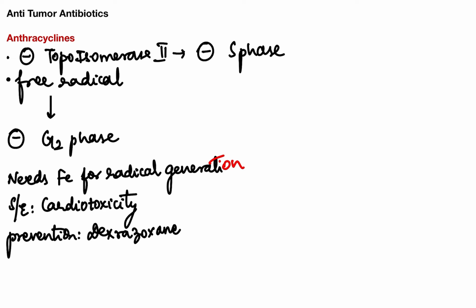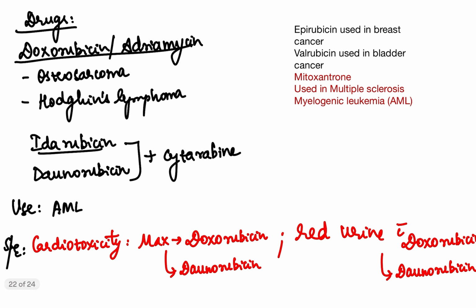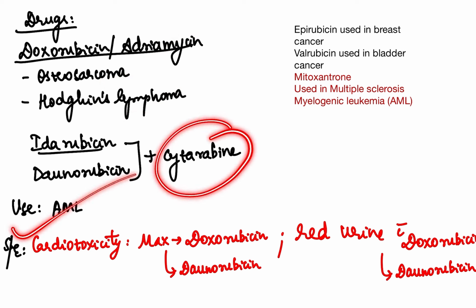What you have to remember from anthracyclines is that they block topoisomerase 2, block the S phase and the G2 phase of the cell cycle, and need iron for radical generation. Side effects: cardiotoxic, prevention with dexrazoxane. The next is doxorubicin, adriamycin, used in cases of osteosarcoma and Hodgkin's lymphoma. Idarubicin and daunorubicin plus cytarabine are used in AML.